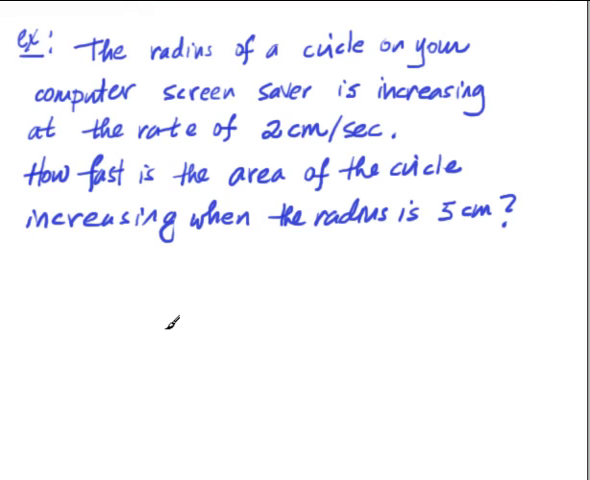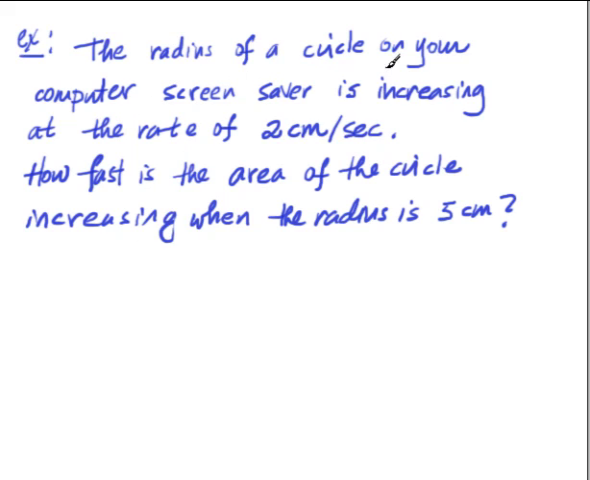Now we're going to do our first real related rate problem. Related rate problems are, in general, some sort of word problem, and we have to set up an equation, and typically differentiate both sides with respect to t. All right, so let's read this.